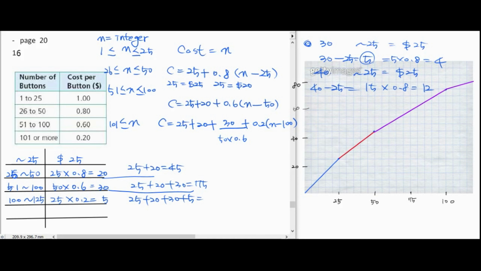Like this, question 16 is just finished.